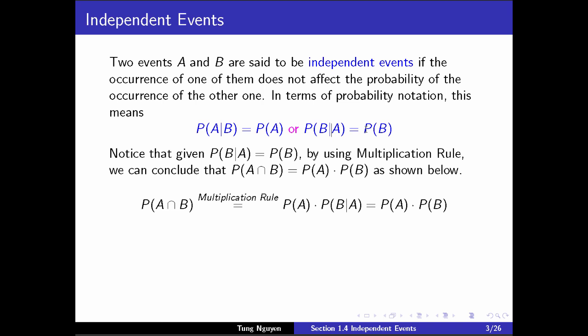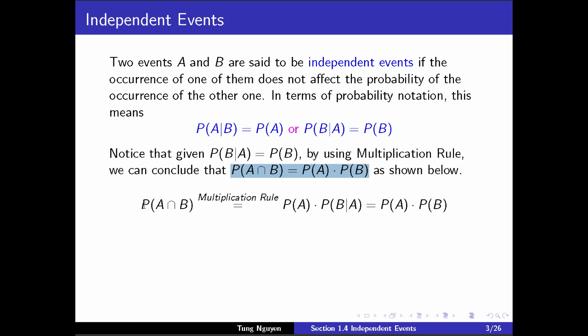So if we combine, say, one of the above conditions, say this one, probability of B given A occurred already is the same as probability of B. Combine this with the multiplication rule, we can conclude that the probability of the intersection of A and B is the same as the product between the probability of A and probability of B. So how do we do that?